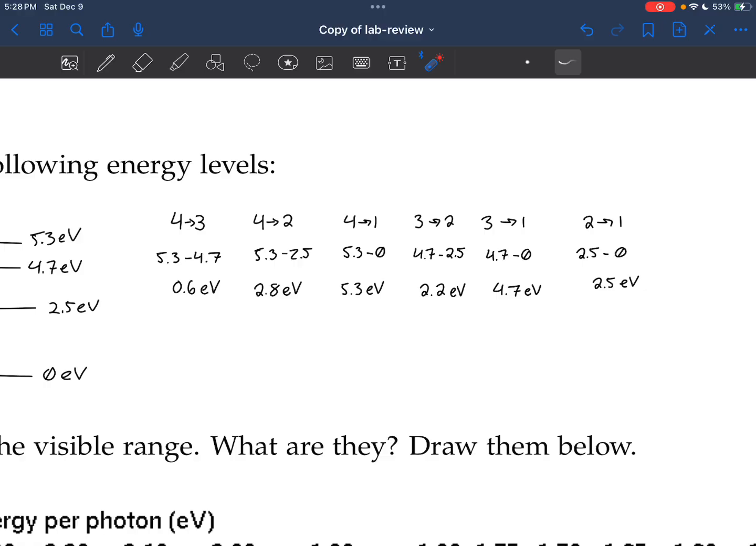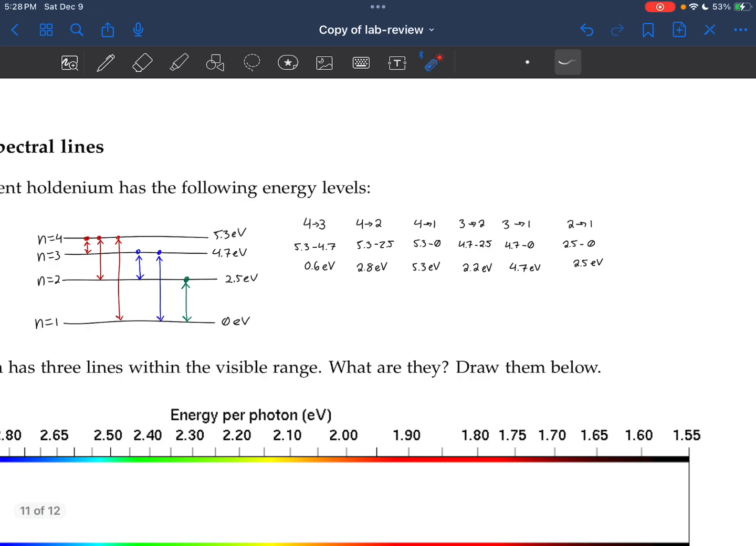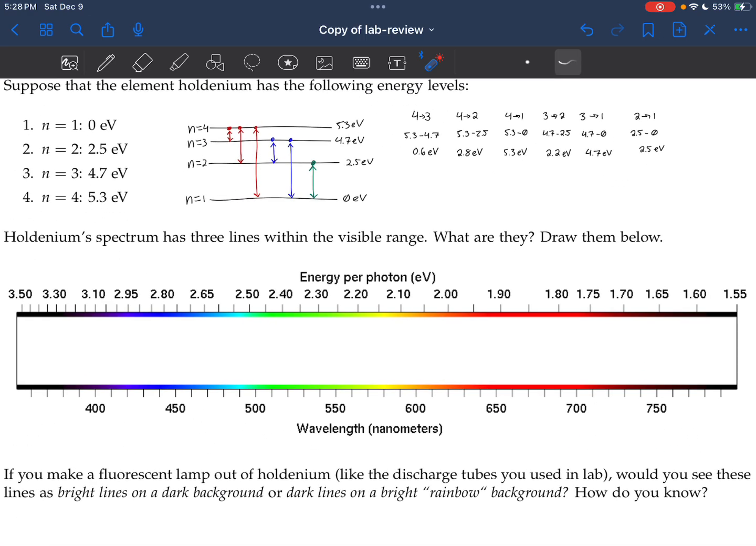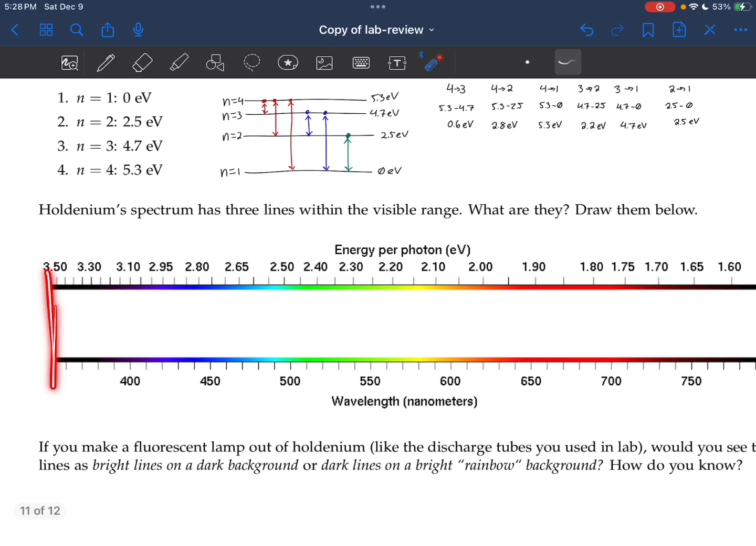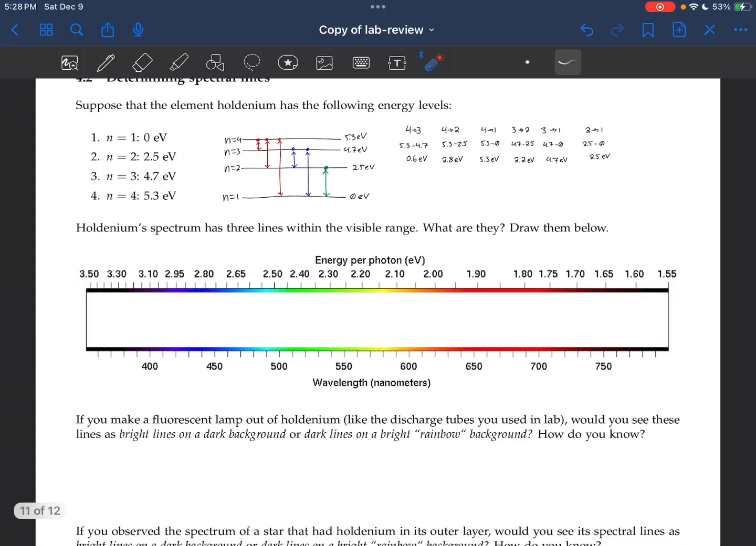Now I have to think about, well, I'm only drawing the ones that are in the visible range. I have to think about which ones those are. All right, so I'm going to go through and figure out what's in the visible range. So the visible range, it looks like it's ending at 1.55. So anything less than 1.55, that's going to be our infrared cutoff. We'll say anything bigger than 3.5 is going to be our ultraviolet cutoff. There are more precise numbers for that, but just for this diagram's sake, that's what we're going to say.